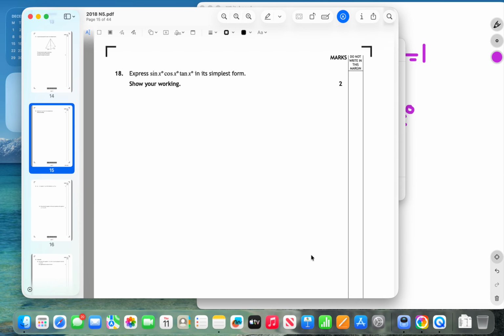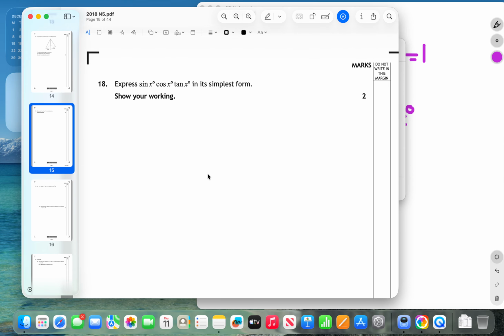This is the 2018 National 5 Maths, paper 1, question 18. It's a trig identity question, and most of these questions cause pupils issues. They tend to be at the difficult end of the specification, I would say closer to Higher than Nat 5. But pause this and have a go at it. Question 18. Otherwise, I'm going to continue.